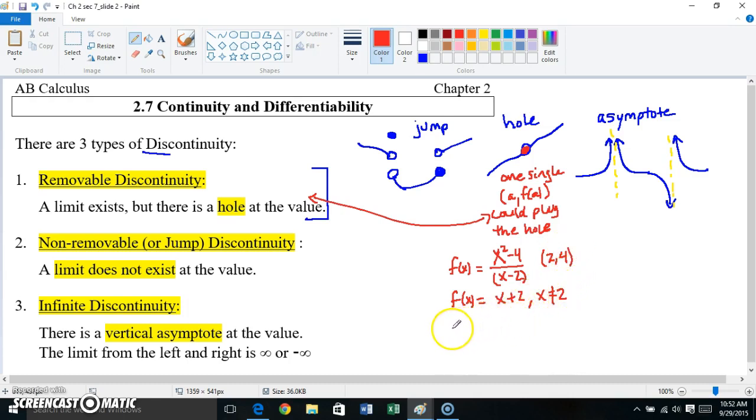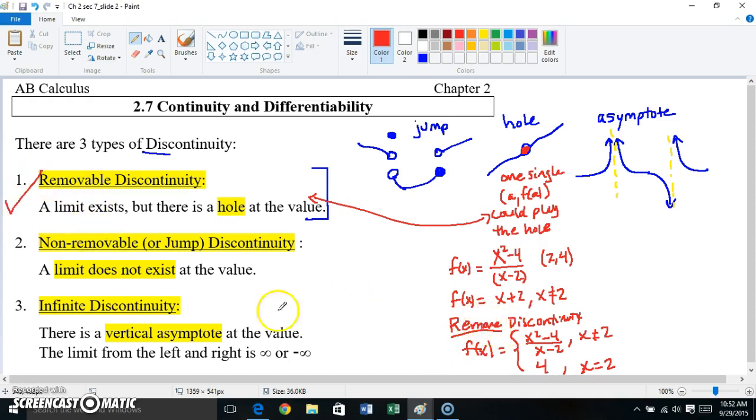Okay, so if I redefine the function to remove the discontinuity, it would look like this. f of x equals a piecewise function. The original function, where you cannot let x equal 2, and the value of the hole, or the y value of the function, where you're going to plug the hole. So this is the function rewritten to remove the discontinuity. Okay? So I've just removed it.